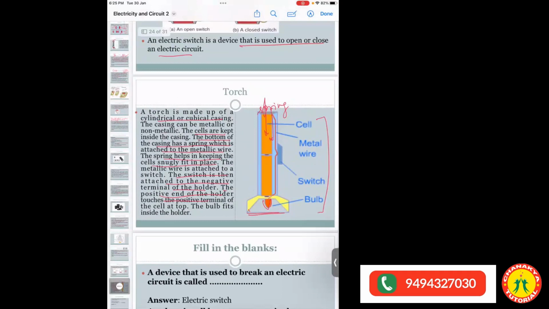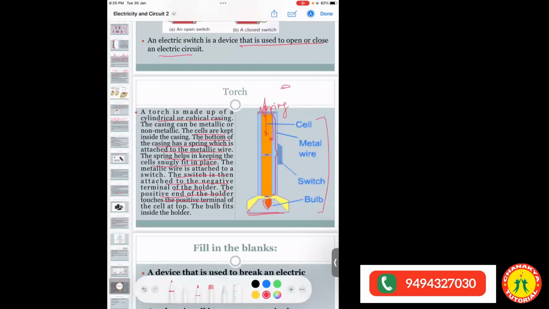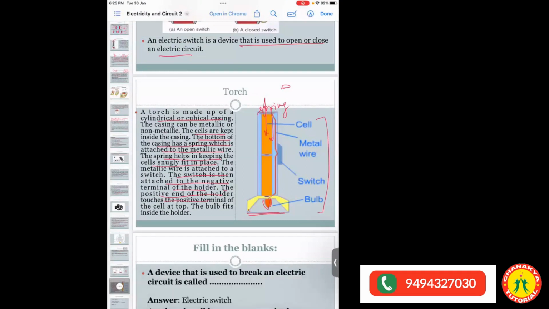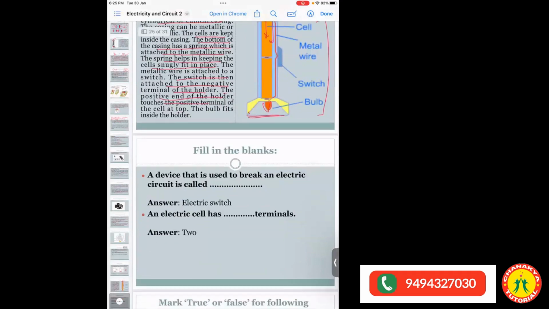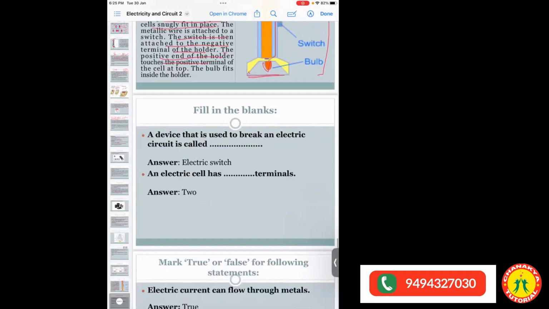In some torches we will have two thin cells, and in some torches we will have thick cells, depending on the torch light. But nowadays these torches are being used very little. Earlier, when electric lights were not there, they used to use them. But nowadays it is very less.